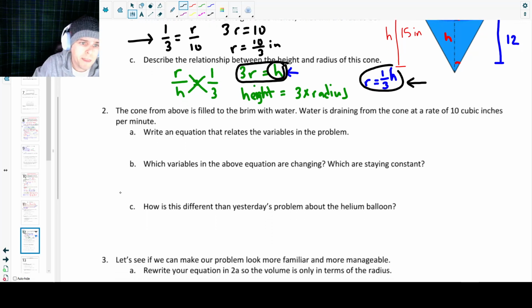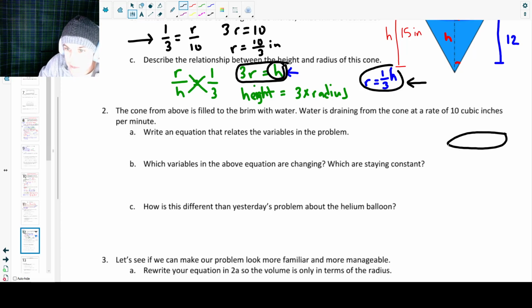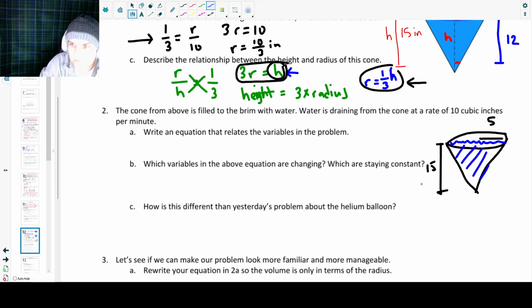All right, moving on down. Question 2 here says the cone is filled from above to the brim with water. Again, we're looking at a related rate situation, so it's always good to draw a picture. So we have our cone. It's the same cone as before, so we know that the radius is 5 and the height is 15. And it's filled all the way to the top with water, so all the way to the brim, all of this is water. And water is draining out of it, so we'll say water is draining out at a rate of 10 cubic inches, so 10 inches cubed per minute.